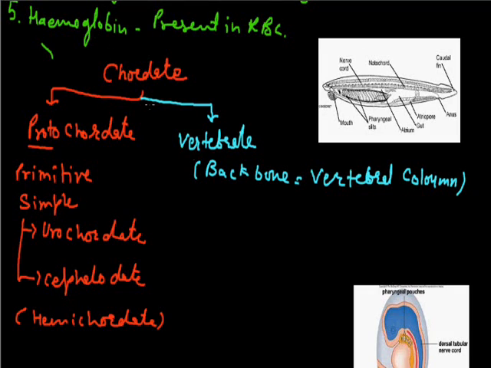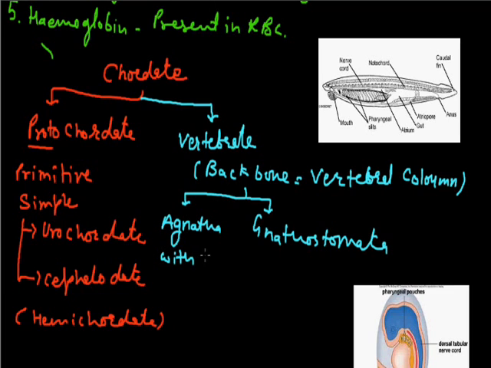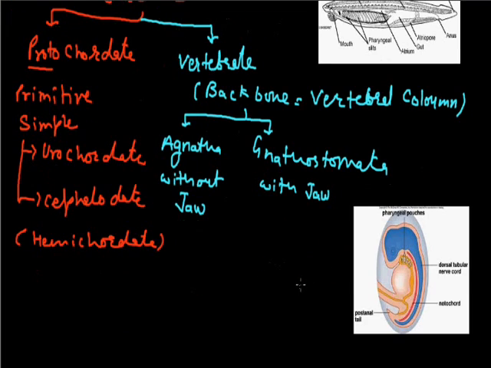Vertebrates are classified further into two groups. One we call Agnatha. Second we call Gnathostomata. Agnatha means they have no jaw, the jawless animals. These other animals have jaws, an upper jaw and a lower jaw, two jaw-like structures, so we call them Gnathostomata. Gnathostomata is further classified into classes.